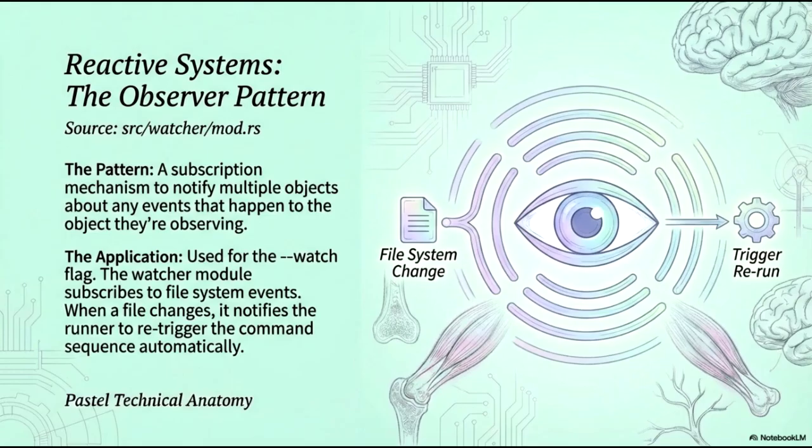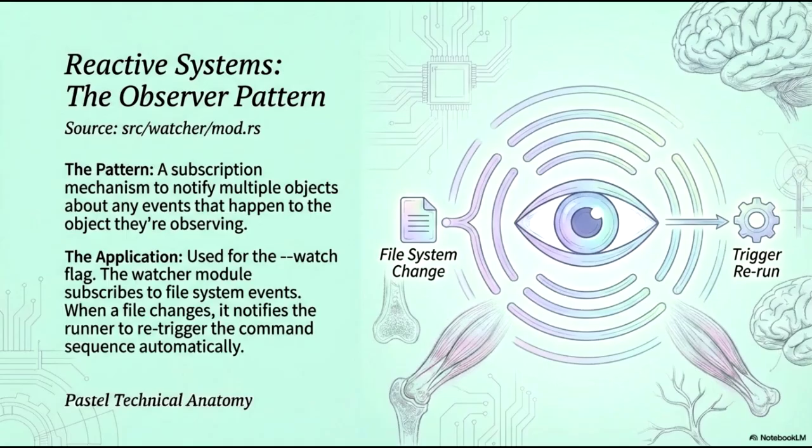Let's examine how the observer pattern serves as a foundational element of our reactive system, specifically within the watcher module found in src/watcher/mod.rs. This pattern functions as a subscription mechanism, allowing the system to notify multiple objects whenever a specific event occurs within an observed object. In the context of this project, we apply the observer pattern to implement the --watch flag.